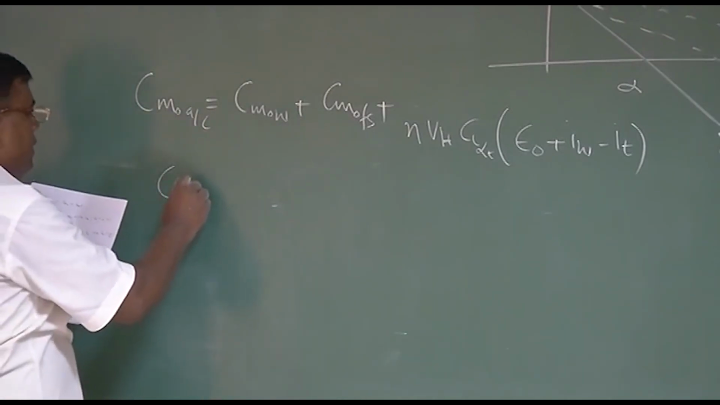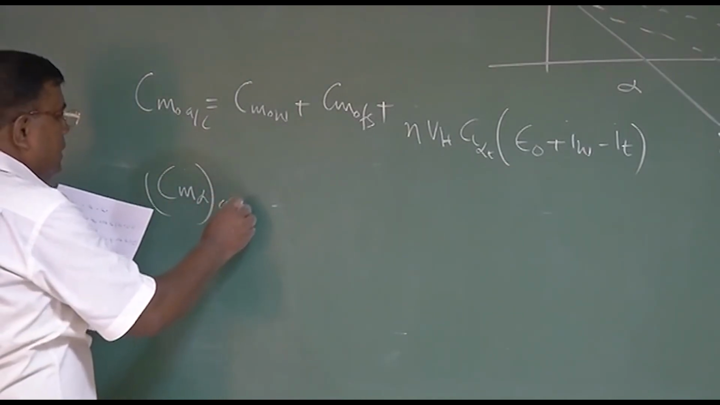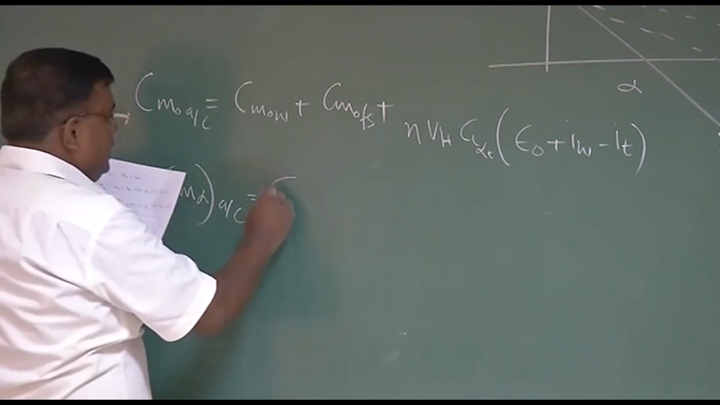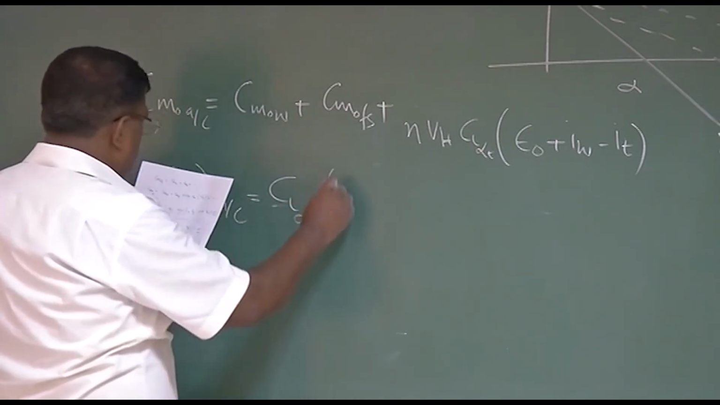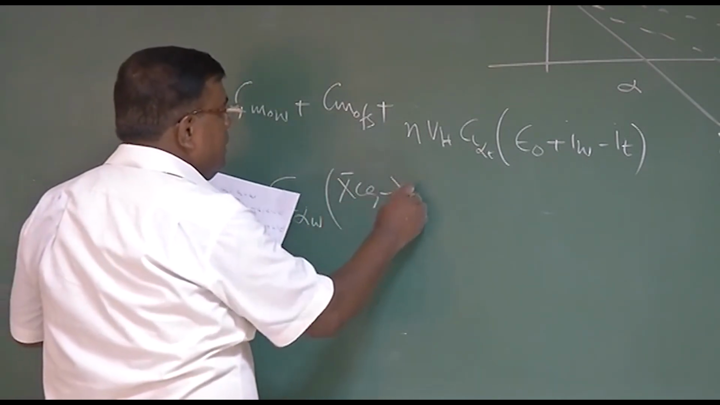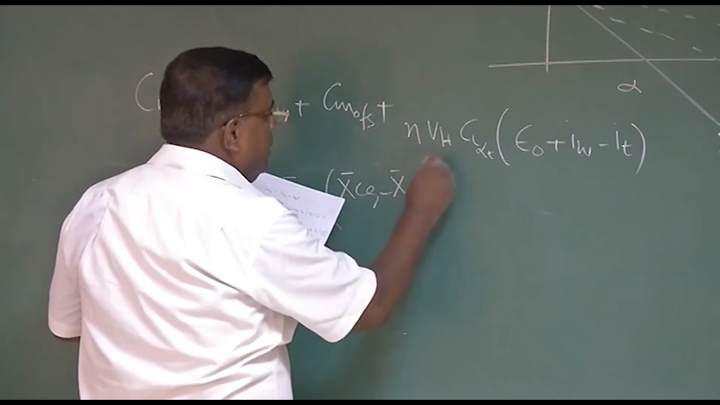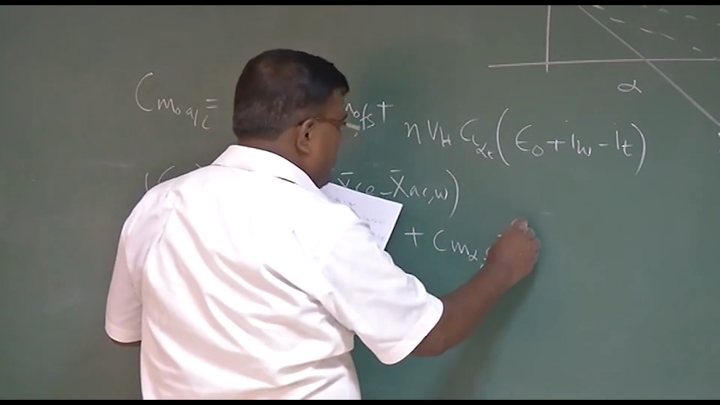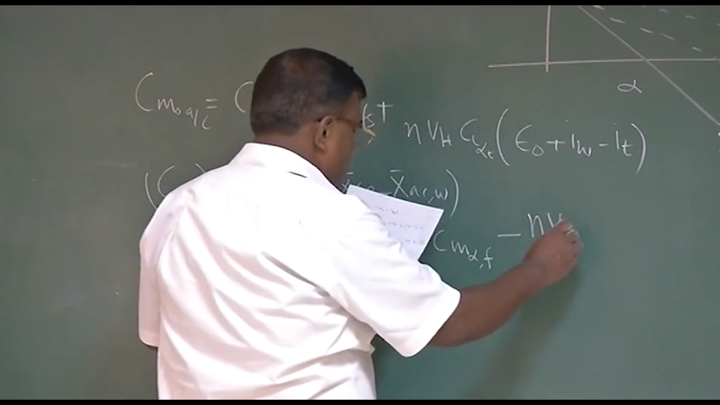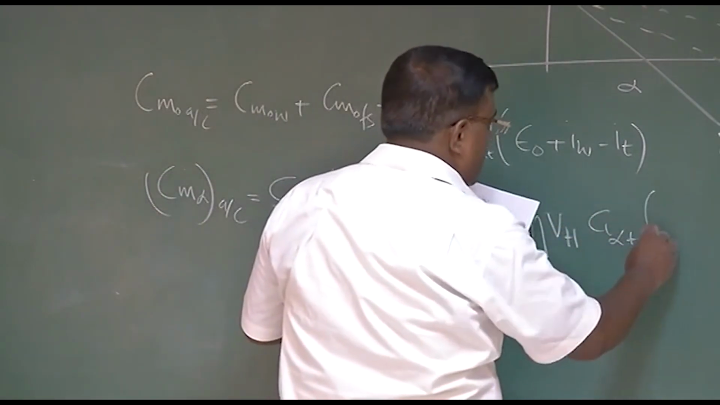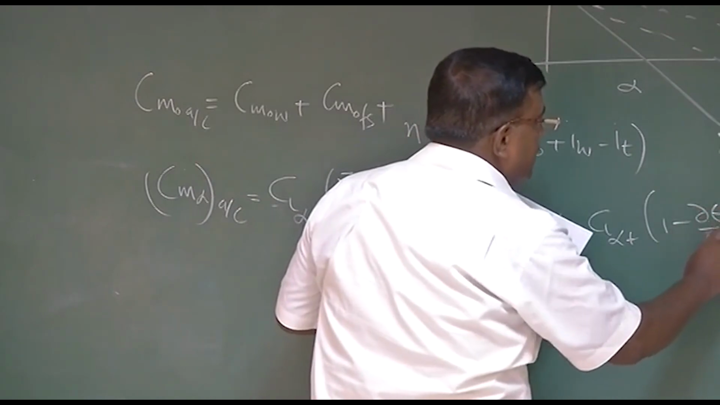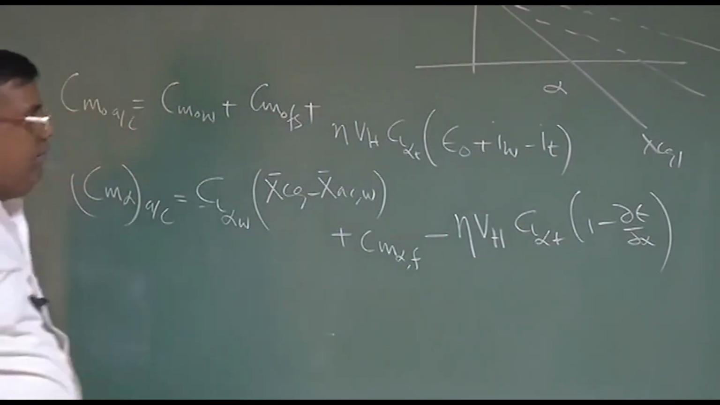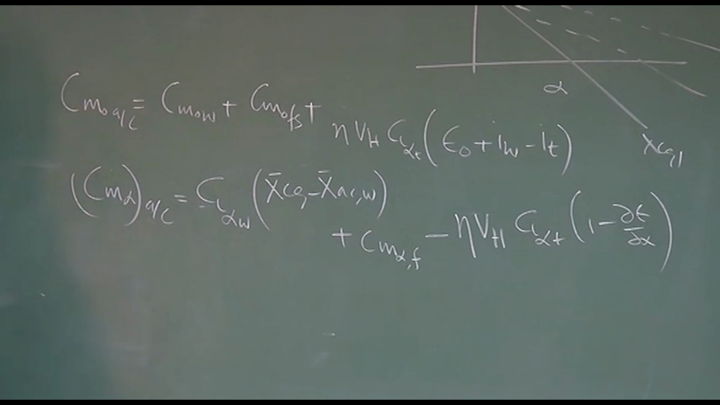Then Cm alpha of the aircraft. If I add up all, I get CL alpha wing into XCG bar minus XAC wing plus Cm alpha fuselage minus eta VH CL alpha tail into 1 minus d epsilon by d alpha. Typically, Cm alpha fuselage will be positive, so destabilizing, but we have not estimated that, and they are very small values. What is our aim?